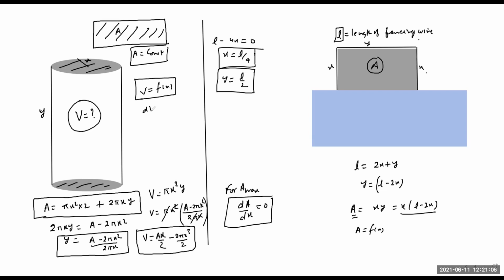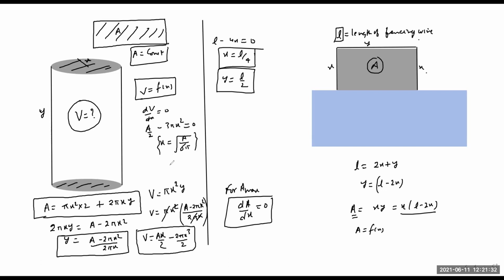You will say dV/dx equals 0, because you want to find where the slope of this graph is 0. So if you differentiate and set it equal to 0, what will we get? A by 2 minus this, the 2 will cancel out in fact. So 3 pi x square is 0. So I get x equals under root a by 6 pi, and that's nice.